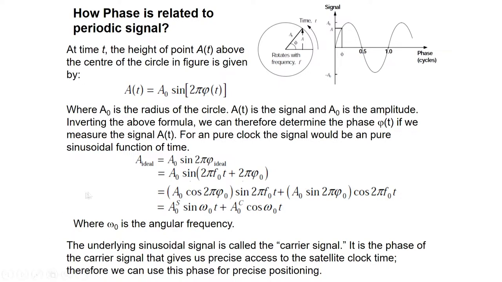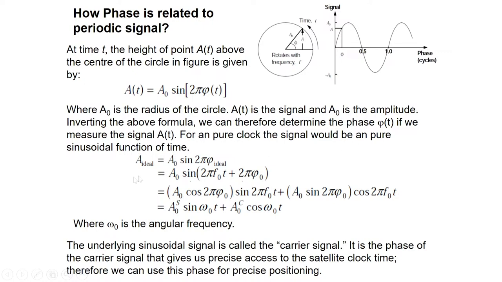Now, how is phase related to a periodic signal? You must have gone through trigonometry. So this is the phase, this is the sinusoidal signal, and as I was saying about the circle, suppose for an instant the signal is here, it has taken time t, and A naught is basically the constant amplitude, and A(t) is the signal. So this is the complete equation, and you can see that A naught is the radius of the circle, A(t) is the signal, and A naught is the amplitude.